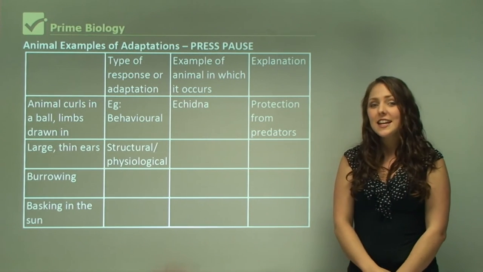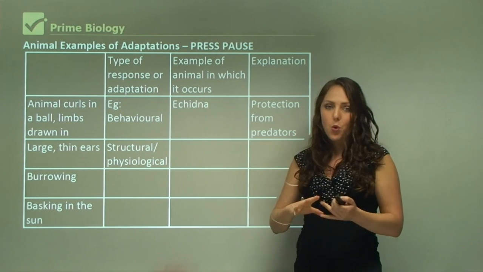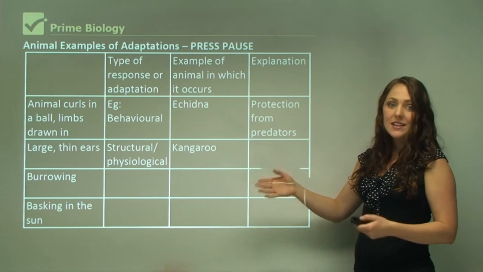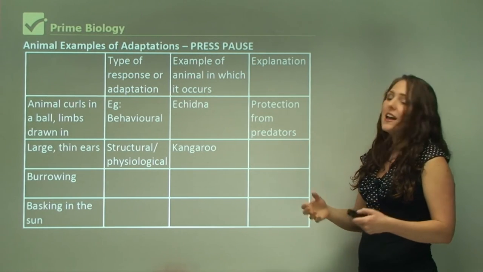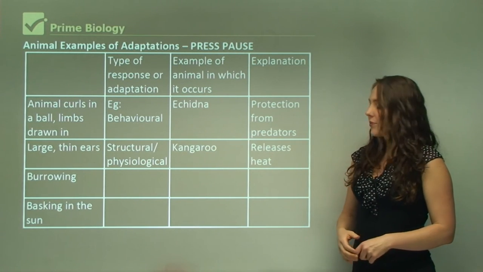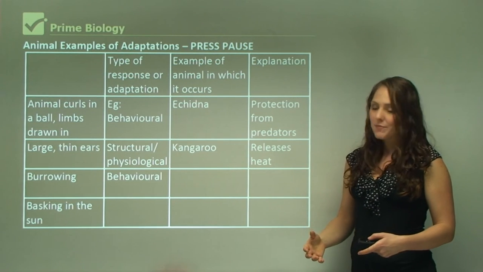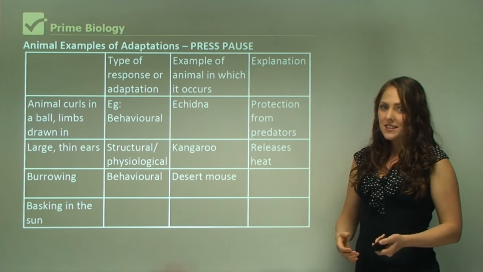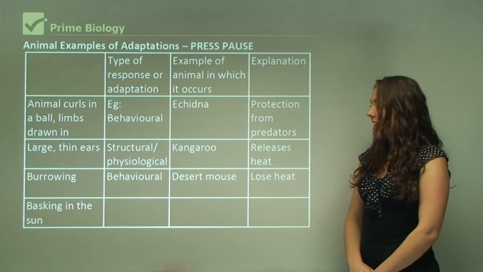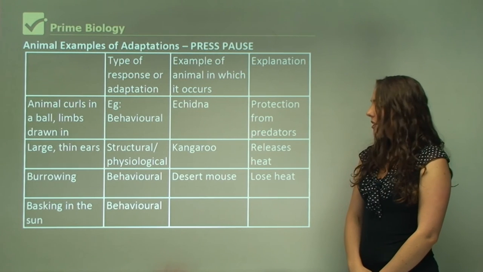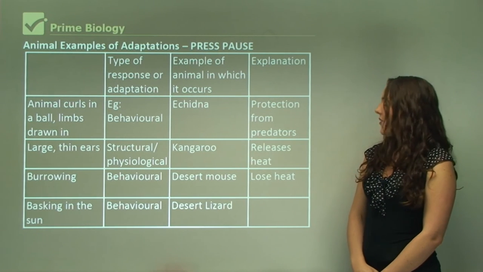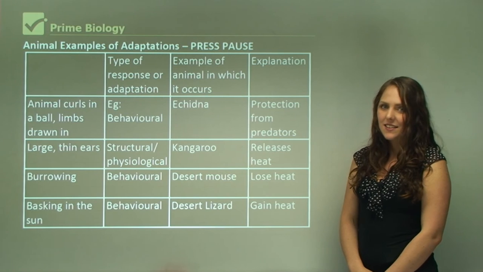Okay, so large thin ears, you can see that is a structural or physiological adaptation. It's both here. An example that I have used here is a kangaroo. They do have the large thin ears, and the explanation is so that it can release heat in summer. Burrowing is a behavioral adaptation. An example is a desert mouse that does it, and why? It's to protect itself from the heat during the day. They might bask in the sun. So that's a behavioral adaptation, and it could be a desert lizard that does that. And the explanation is it would gain heat.